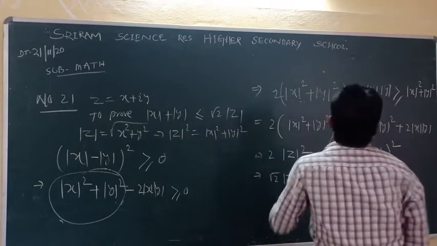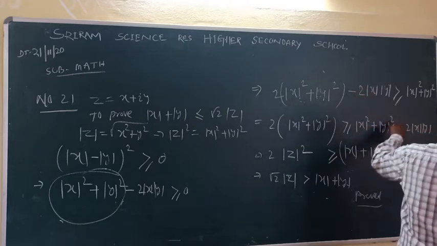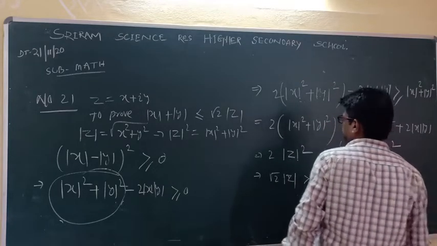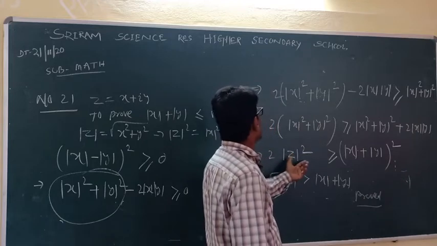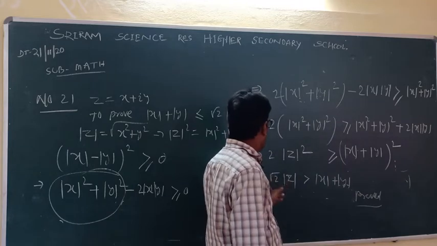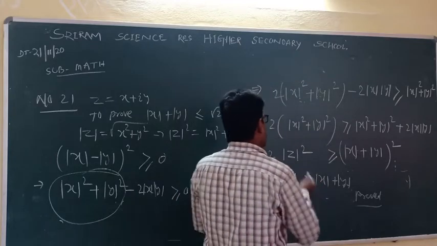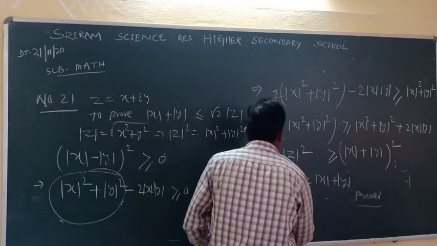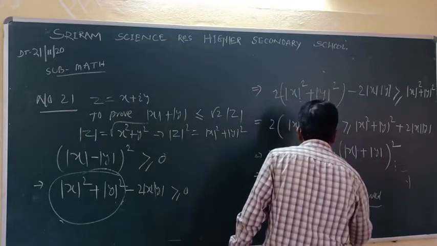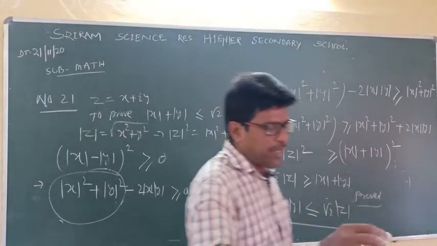So now that minus 2 mod x into mod y, taking it to the right side, mod x square plus mod y square plus 2 mod x mod y. That also you know, mod x plus mod y whole square. It is also root mod z square. Taking root over in both sides, root 2 mod z becomes greater than or equal to mod x plus mod y. If the sides change, mod x plus mod y is less than or equal to root 2 z. That we have proved. That we have proved. Okay.